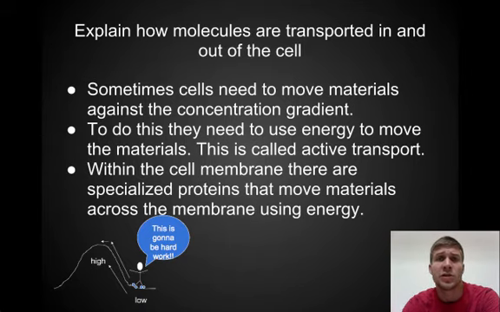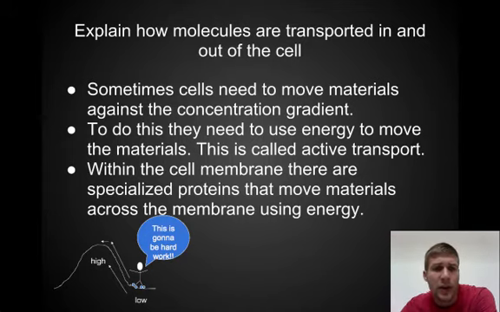There's other times where the cell needs to move material against the concentration gradient. In these situations, there's more of the material inside the cell than outside the cell. In these situations, the cell needs to use energy in order to move materials against the concentration gradient to where there's more of the material. When a cell uses energy to move materials, it's called active transport. Embedded in the cell membrane, there's special proteins embedded in the phospholipid bilayer that move materials across the cell membrane using energy, using active transport. Usually there's specific proteins for specific materials that have to move against this concentration gradient.